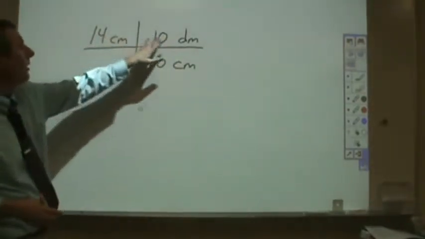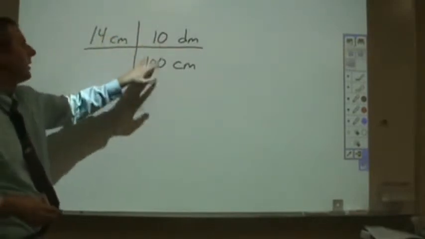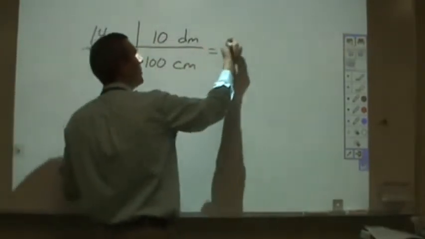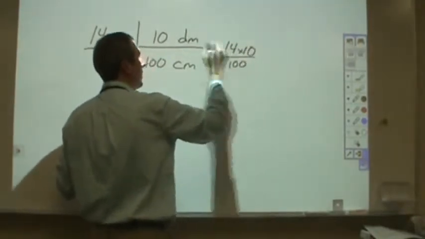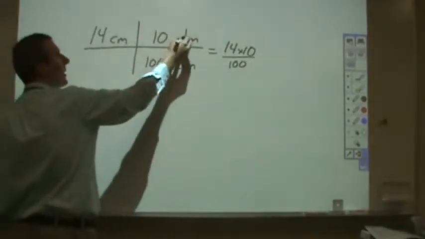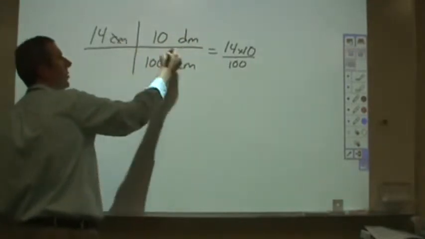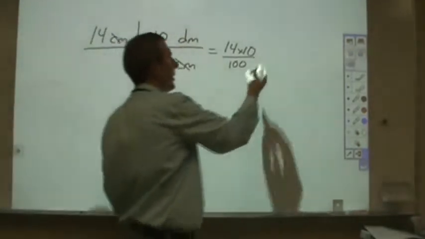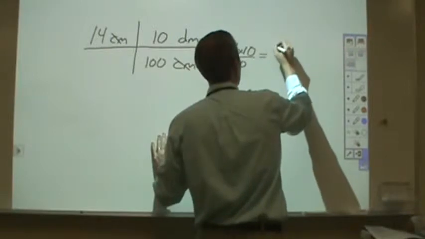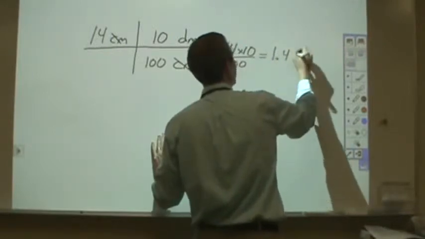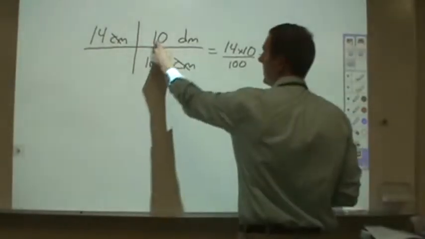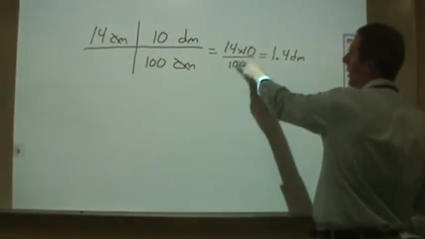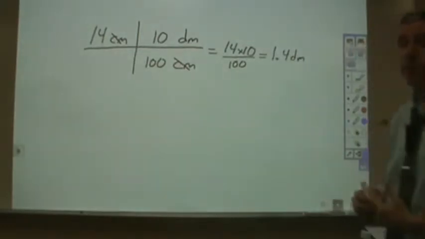Then I'm going to bring all the numbers together. So I've got a 14, a 10, and a 100. So this is going to be 14 times 10 divided by 100. My units are centimeters times decimeters divided by centimeters. So these will again cancel. And I will be left with 1.4 decimeters. Now, if I had chosen 1 and 10 here, then it would have been 14 times 1 divided by 10. It would still give me the same answer.